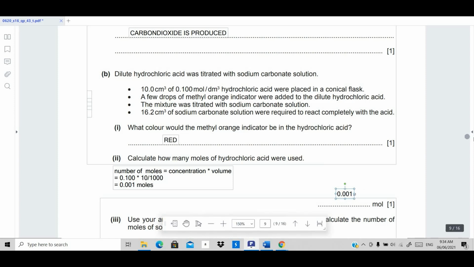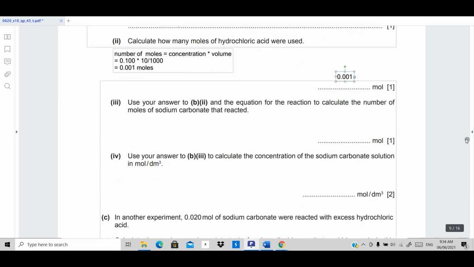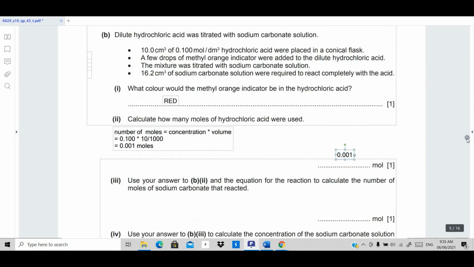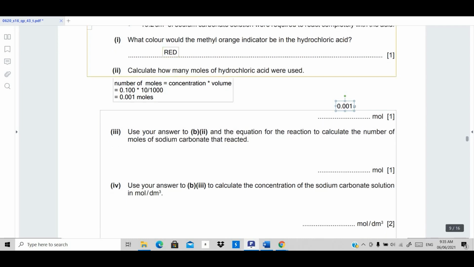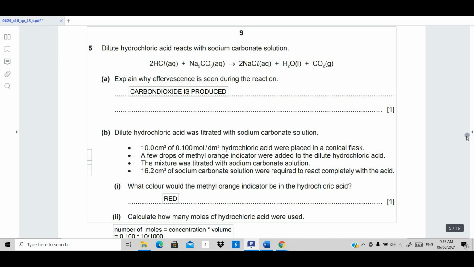0.001. Moving on to part 3 of this question: use your answer to B2 and the equation to calculate the number of moles of sodium carbonate that reacted. It seems very difficult, but if you read the question and understand properly, you can answer it very quickly without any difficulty. We know the moles of hydrochloric acid, and we need to calculate the number of moles of sodium carbonate that reacted.